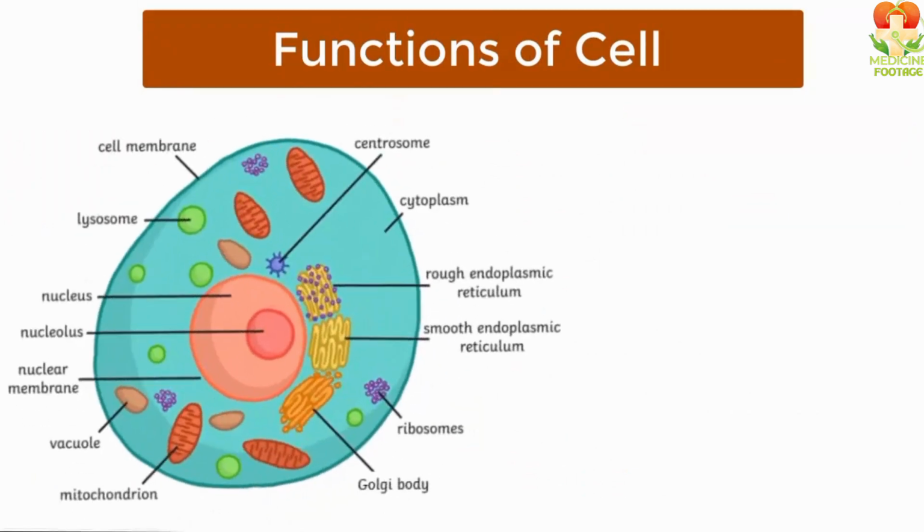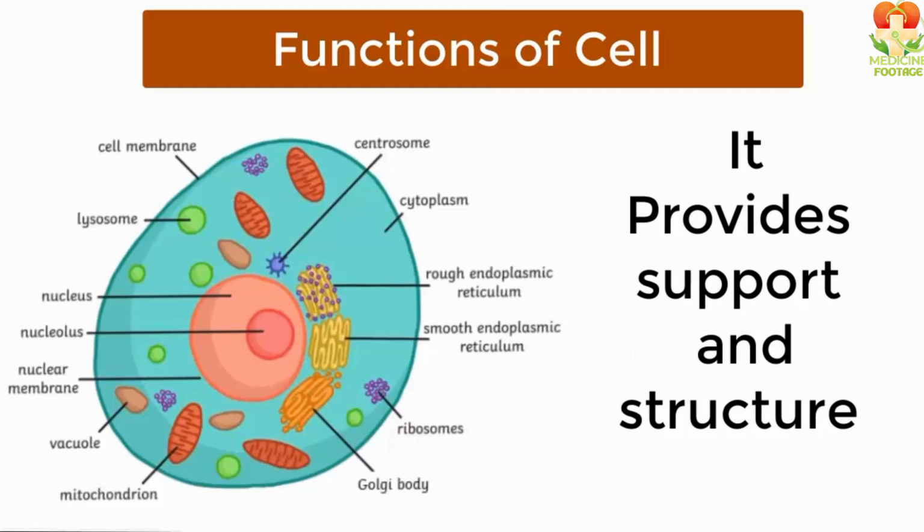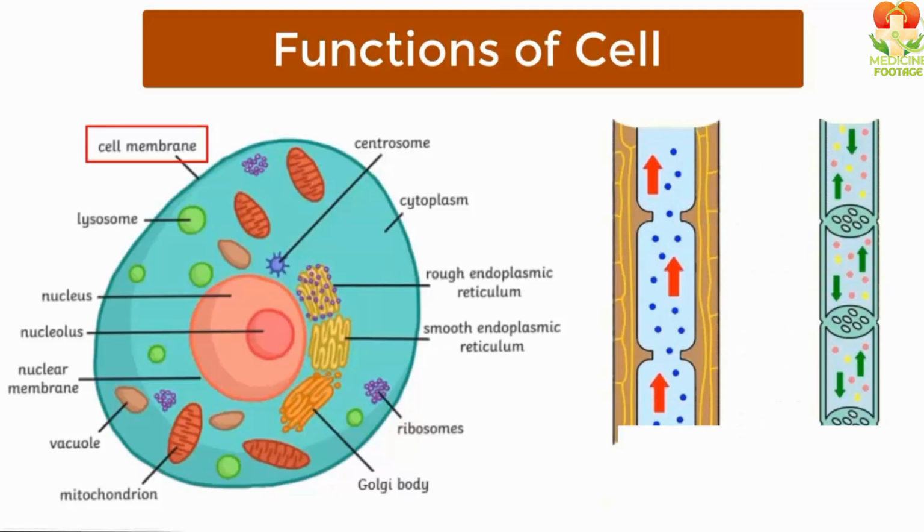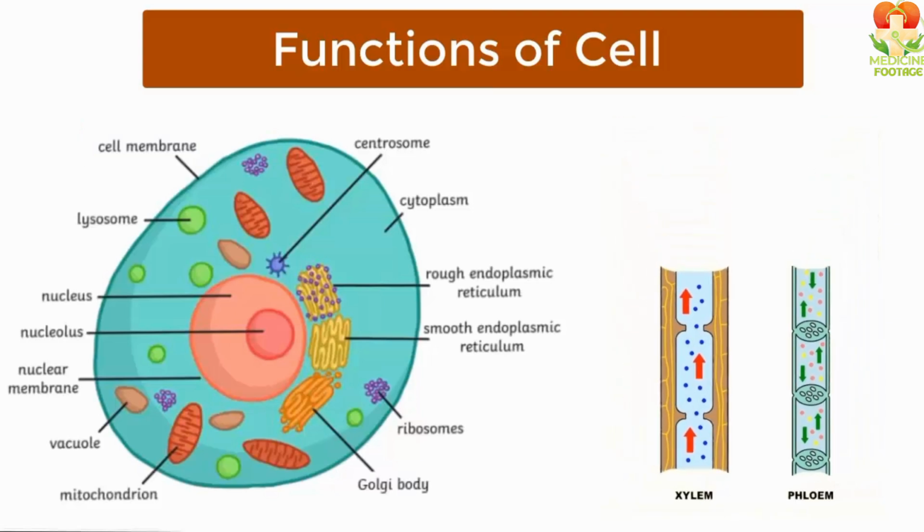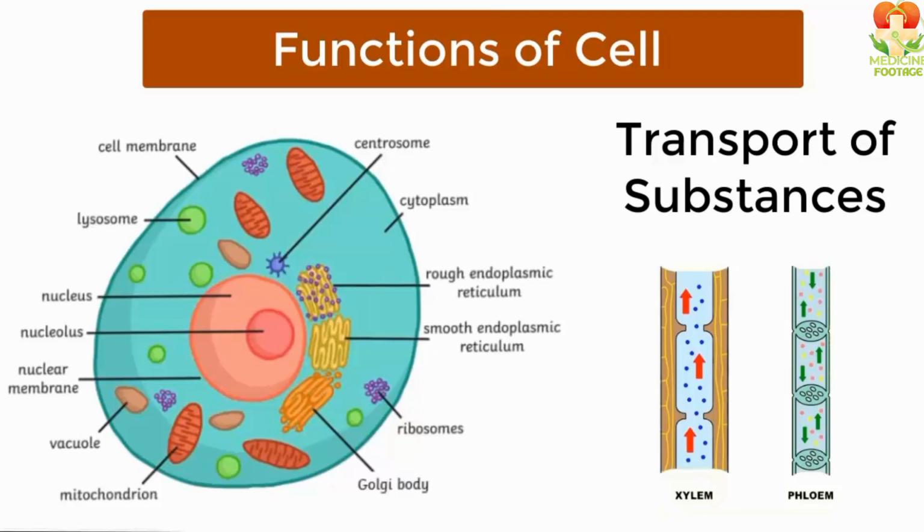Now, let's explore the functions of the cell. Function number 1, support and structure. The cell membrane provides external support, while the cytoskeleton provides internal structure. In plants, xylem and phloem tissues also provide support. Xylem helps transport water, while phloem transports food. Function number 2, transport of substances. Different substances enter and exit the cell through the cell membrane.